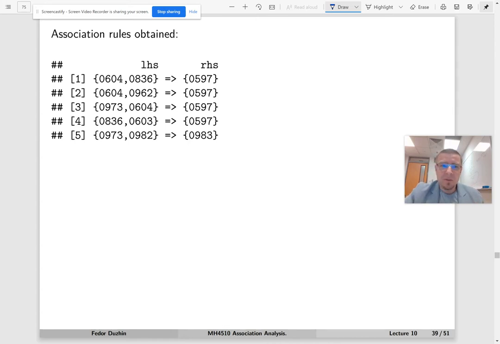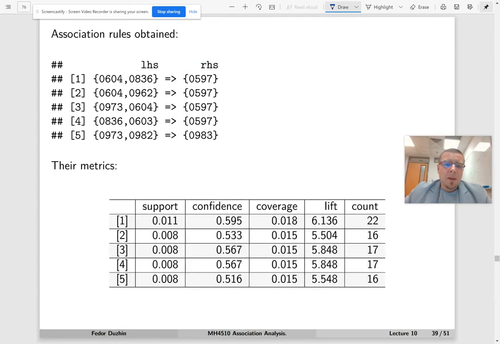But in real cases, usually there are a lot more rules, and then we need to invent some ways to visualize them properly. We are going to do it in the lab. Right? So now there are 5 rules, and notice that among the 5, this item 0.0597 appears in the right-hand side of 4 of these 5 rules. These are the metrics.